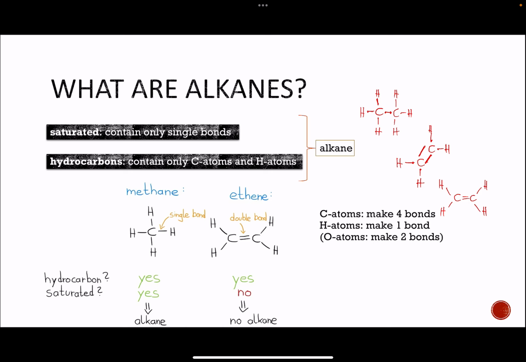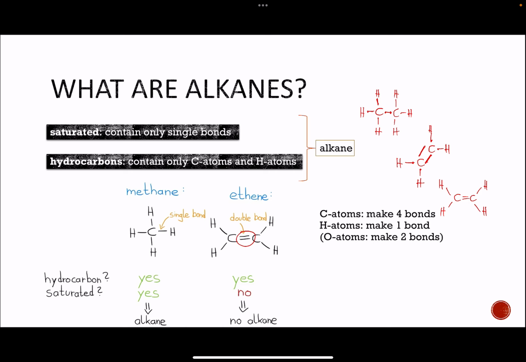The methane molecule is saturated because it only contains single bonds, but within ethene we see a carbon-carbon double bond over here, and that means that the molecule of ethene is not saturated, and for this reason methane can be called an alkane, but ethene cannot be called an alkane.